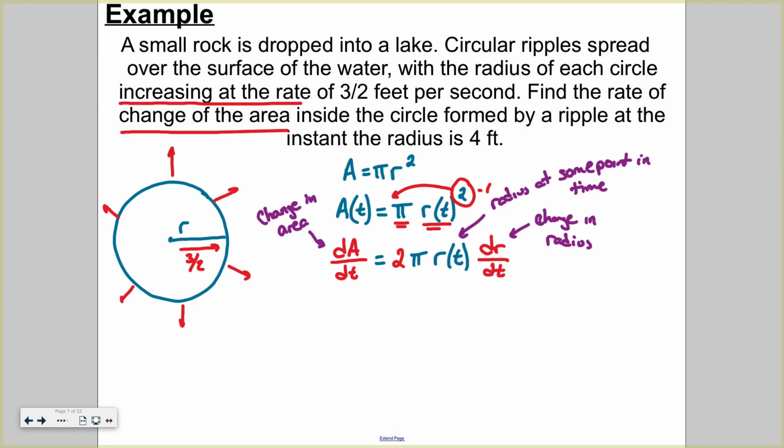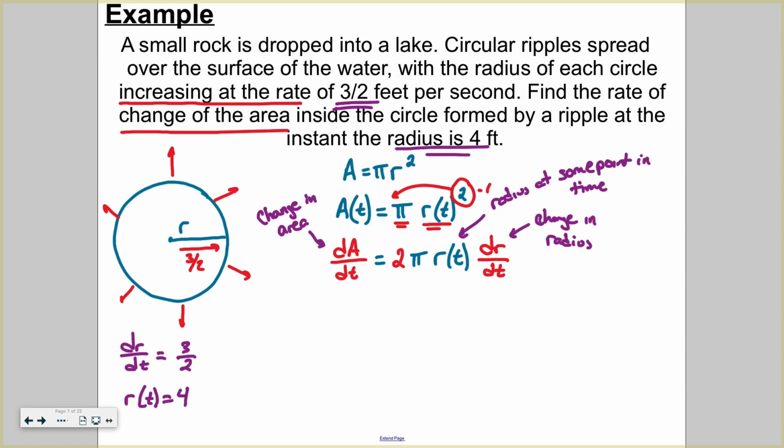All right, so we know that dr dt is increasing at a rate of 3/2 feet per second. And we want to find the rate of change of the area inside the circle formed by a ripple at the instant the radius is 4. So therefore we know that dr over dt is going to be positive 3/2 because it is increasing. And we know that r of t is going to be 4 because that is the point at which we want to find the change in area. So now we can substitute those values in.